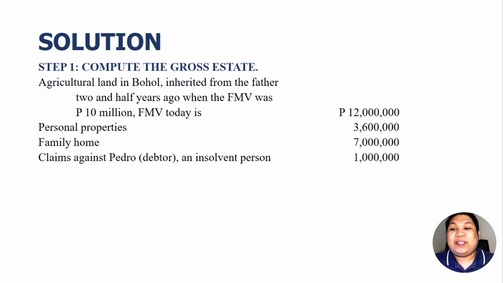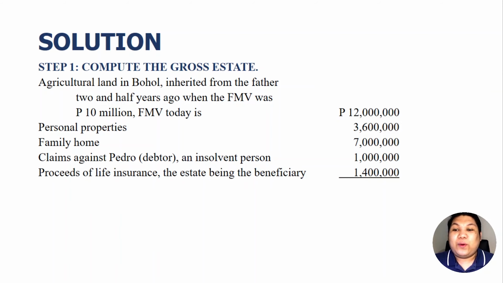So again, we need to add these claims against Pedro because on the part of Juan, this is a receivable. On the part of the decedent, Juan, he has the right to collect from Pedro this amount, 1 million, and that right has not been extinguished yet, right? The right is still exercisable, okay? But then, we should also take note that since Pedro went insolvent upon death or after death of Juan, therefore, we can also deduct this claim as a deduction from the gross estate later on.